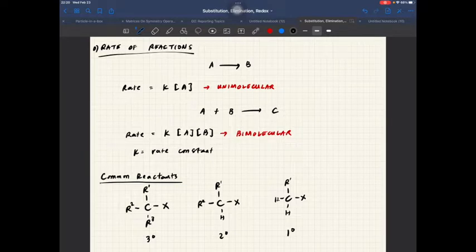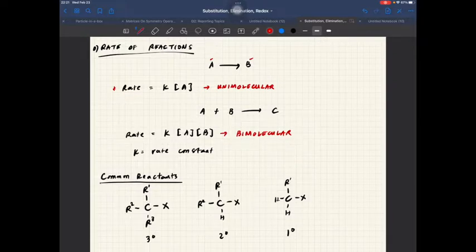First, we'll be discussing the concept of the rate of reaction. For a hypothetical reaction, reactant A produces product B. The rate is expressed using this equation: rate is equal to K times the molar concentration of reactant A. This type of reaction is only dependent on one reactant. So therefore, we call this type of reaction a unimolecular reaction.